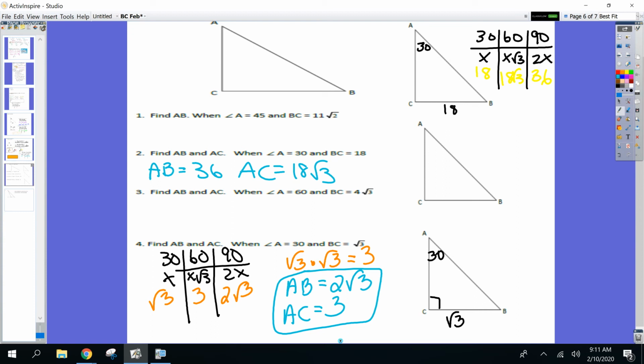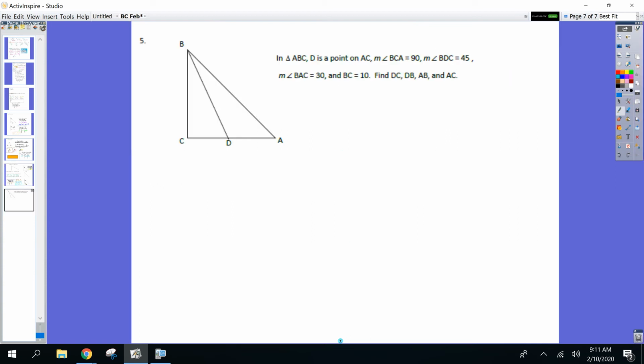Questions from you guys? Okay, let's go to the next one here. And then if there's any time left over, you guys can go back and do 1 and 3. Not going to like this. What if I put a 30-60 and a 45-45 in the same diagram? Well, then our head's going to explode. Yes, you're correct. Go ahead, fill in your diagram. BCA is a right angle. BDC is.